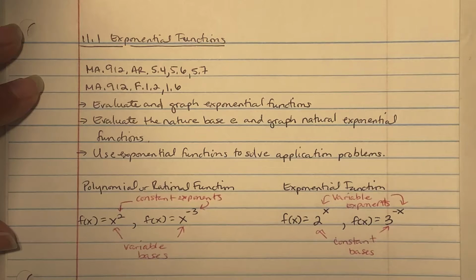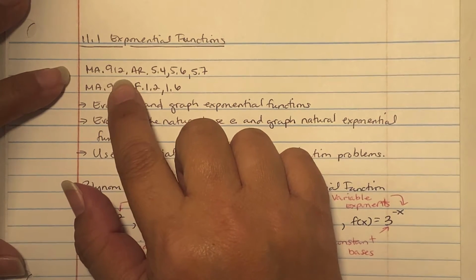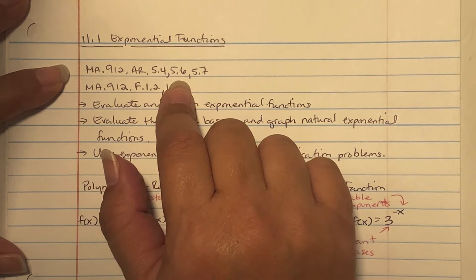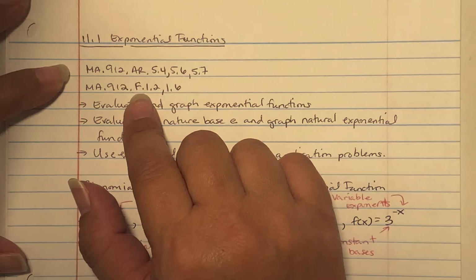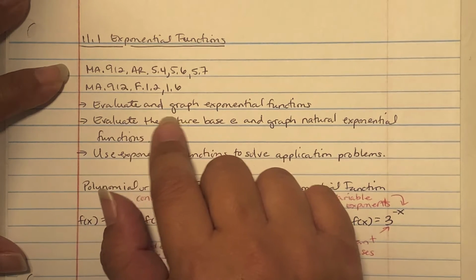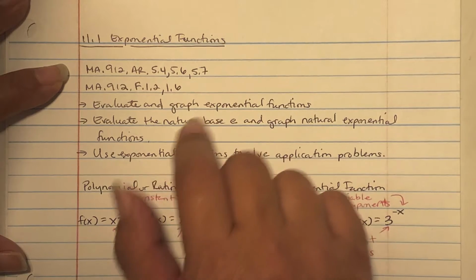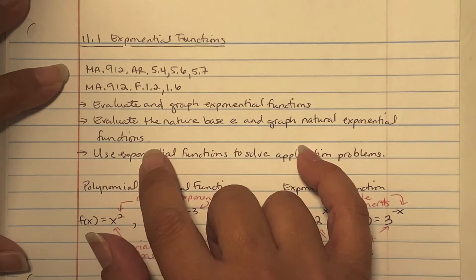11.1 exponential functions. It's MA 912, AR 5.4, 5.6, and 5.7. MA 912, F.1.2, and 1.6. We're going to evaluate and graph exponential functions, evaluate the natural base e and graph natural exponential functions, and use exponential functions to solve application problems.